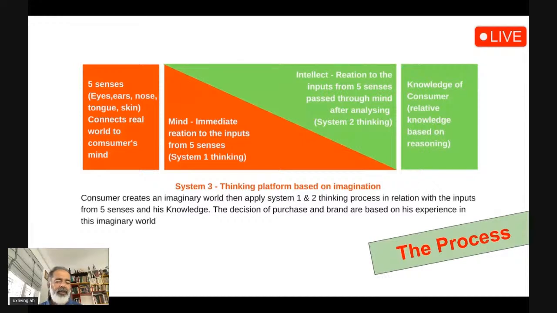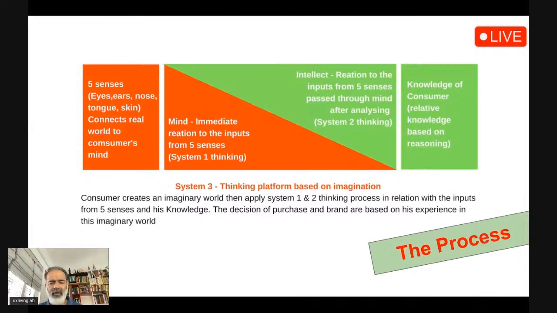So actually, the decision of purchase is happening in system three, in that imaginary world. That's one of the important aspects you have to understand from this model. You have system one thinking, emotionally attached. Then intellectual, logical thinking, that is system two. But when the customer visualizes and is convinced with the usage of that product for her family, or for his kids, or for the future, then only the purchase will be happening. Otherwise, they will just reject.